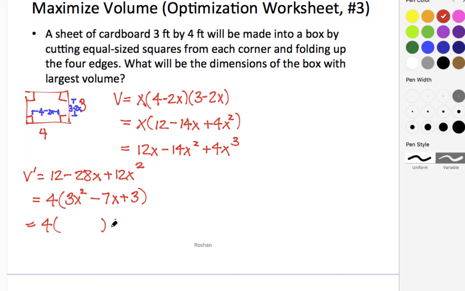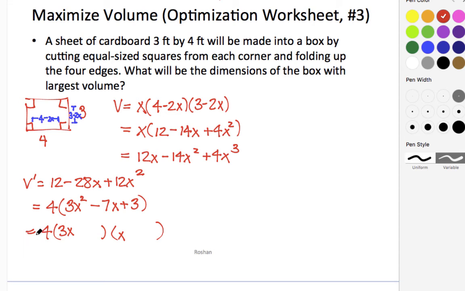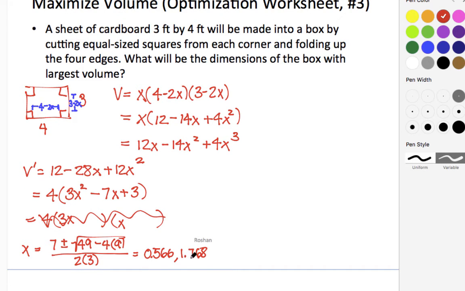So let's see if we can factor this. 3x and x, and nope, that baby is not going to be factoring nicely for us, so we need the quadratic formula. So I'm going to just use this here, negative b plus or minus the square root of b squared minus 4ac all over 2a. And we get 0.566 and 1.768. And I really should have looked at my domain restrictions before I started.